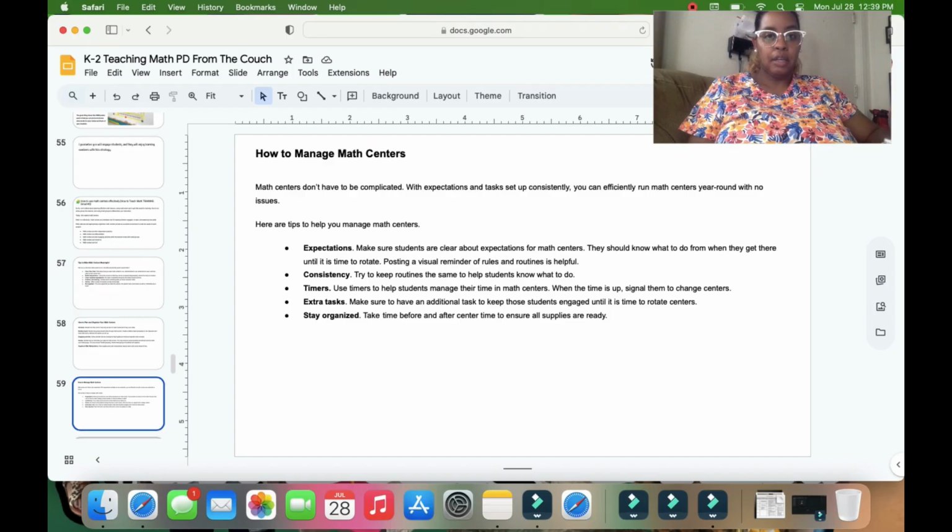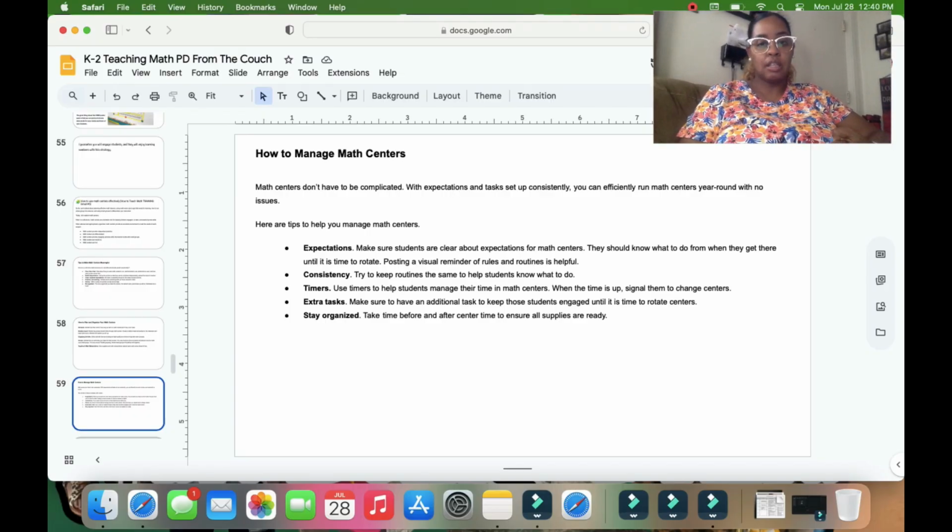So when managing math centers, it doesn't have to be complicated. It can easily be a quick and easy setup consistently, especially for you to run math centers efficiently year round with no issues. So the tips for that are simply to have expectations, consistency, timers, extra tasks, and to stay organized. Make sure that you are very clear with your students about your expectations for the math center.